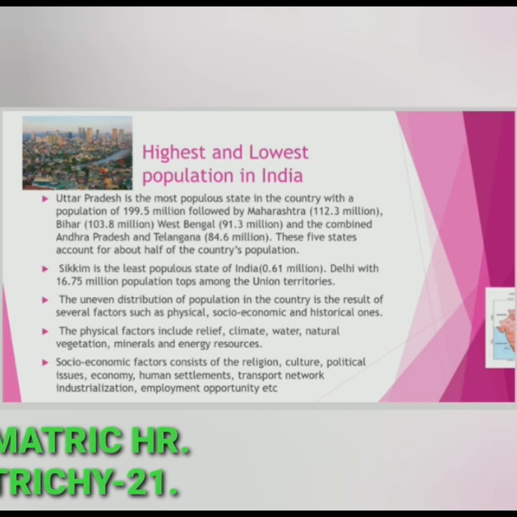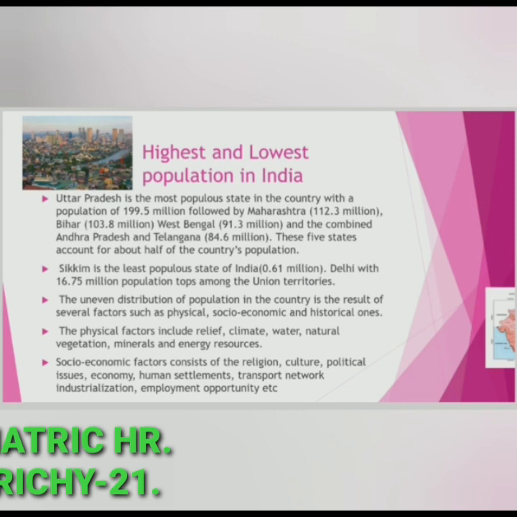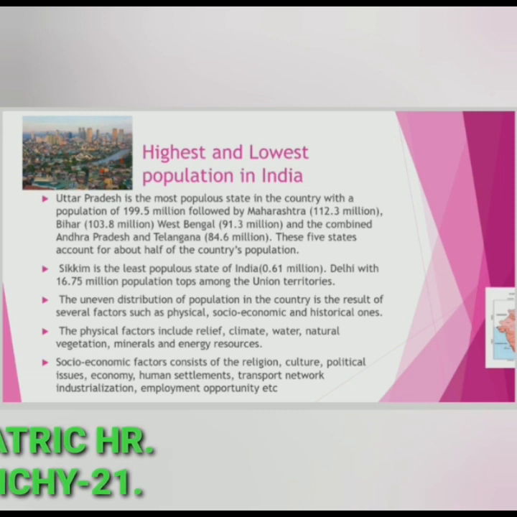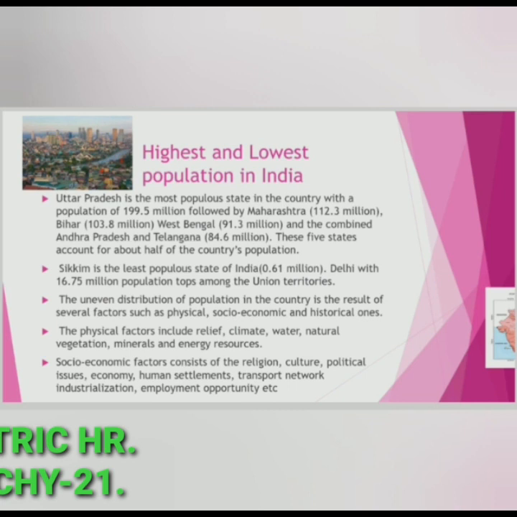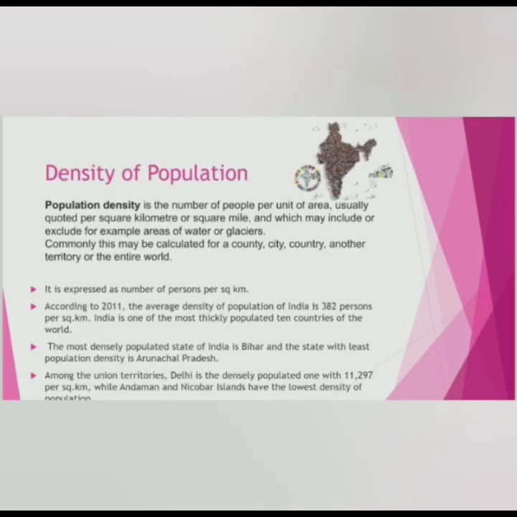The uneven distribution of the population in the country is a result of several factors such as physical, socio-economic and historical ones. The physical factors include relief, climate, water, natural vegetation, minerals and energy resources. Socio-economic factors consist of religion, culture, political issues, economy, human settlements, transport network, industrialization, employment opportunity, etc.